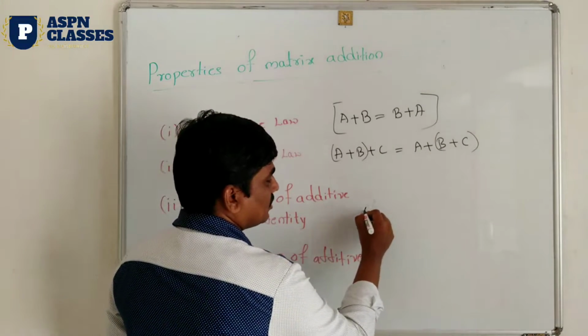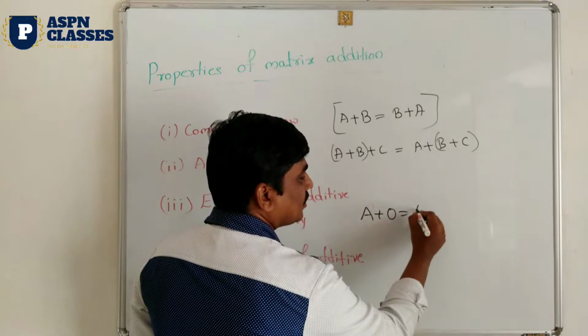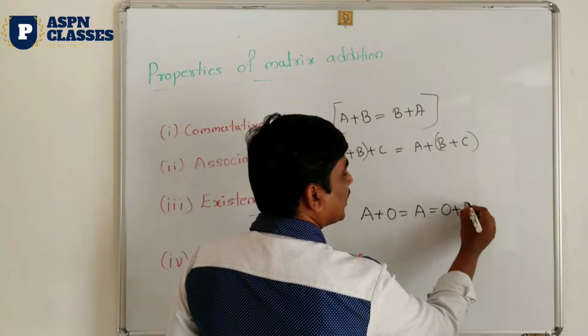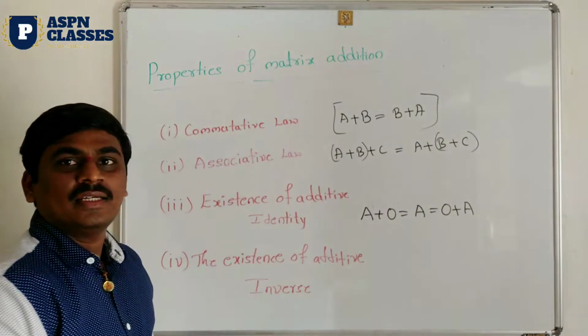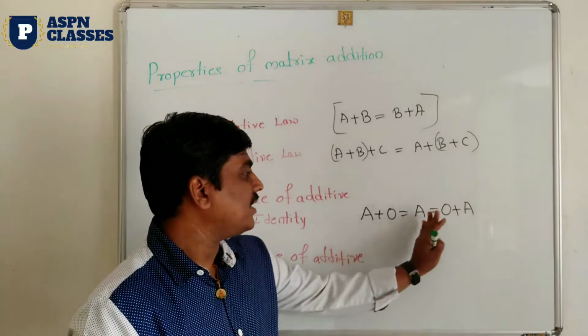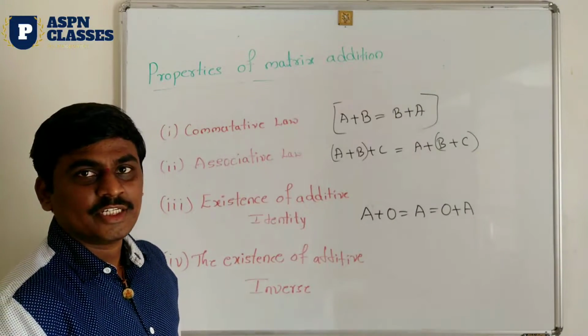So how do we write this result? A plus 0 is equal to A is the answer, or in reverse, 0 plus A, you can take the matrix, and again you get A as the answer. The 0 matrix means all the elements are 0. Whatever matrix you add, again you get the same answer only. So this is the existence of the additive identity.